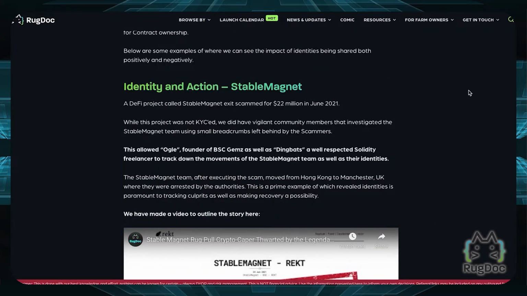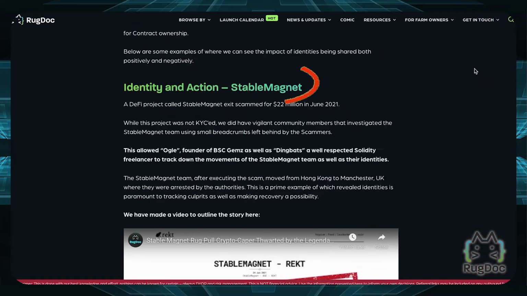So how can KYC actually help in real life, and are there any examples of projects in the past that could have benefited from having an extra layer of KYC or have already KYC'd? Let's take a look at some examples. First, we'll take a look at this little example called Stable Magnet. Stable Magnet was a DeFi project that exit scammed for $22 million in June of 2021.